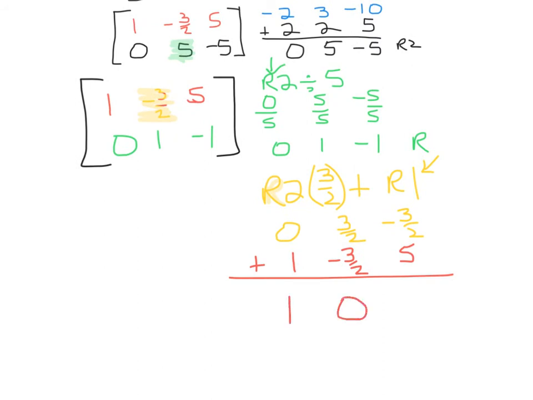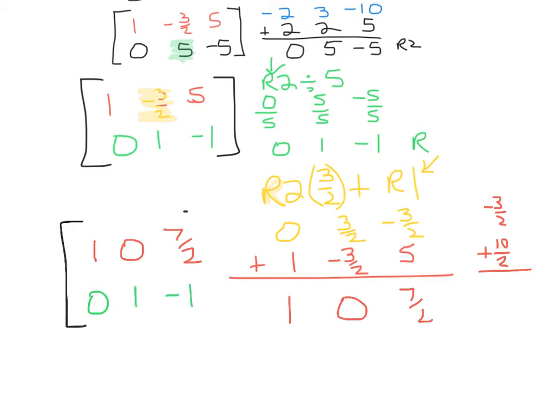1, 0. I need to find a common denominator here. So 3 over 2, I'm going to change the 5 to 10 over 2. So this will give me 7 over 2 when I add that. So now this is my new row 1: 1, 0, 7 over 2. My row 2 is the same.